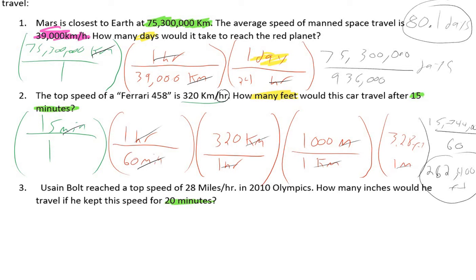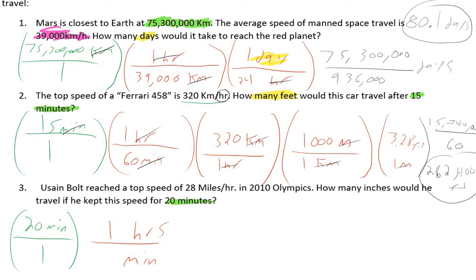It's not attached to anything. You see here, this is 28 miles per hour. 2010 Olympics, we're not going to use that. So 20 minutes is going to be our given here. So 20 minutes over 1. And we see that his speed is given to us in miles per hour, so we can't keep minutes on the board here. So we're going to do what we did earlier, and that's turn minutes into hours. And what we know is that 1 hour is 60 minutes.